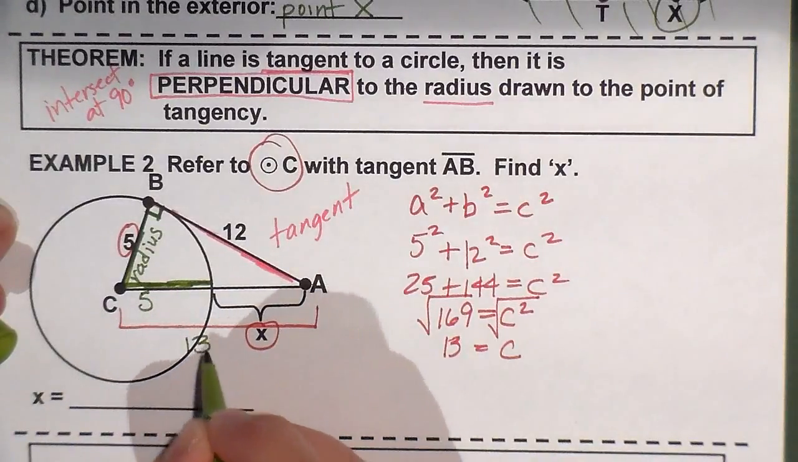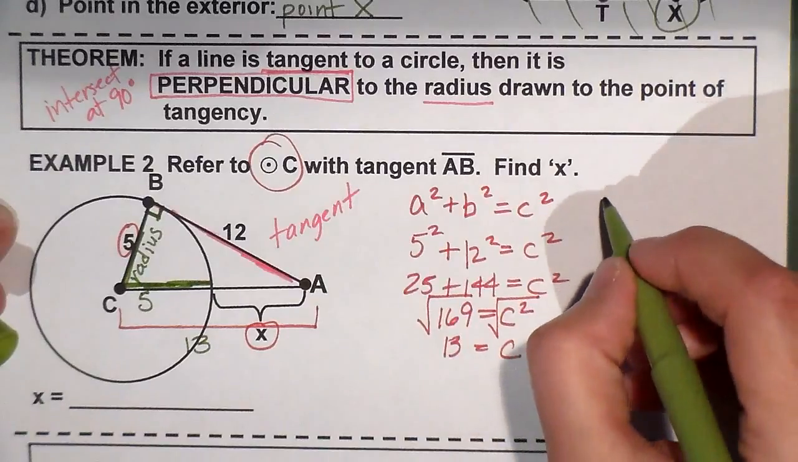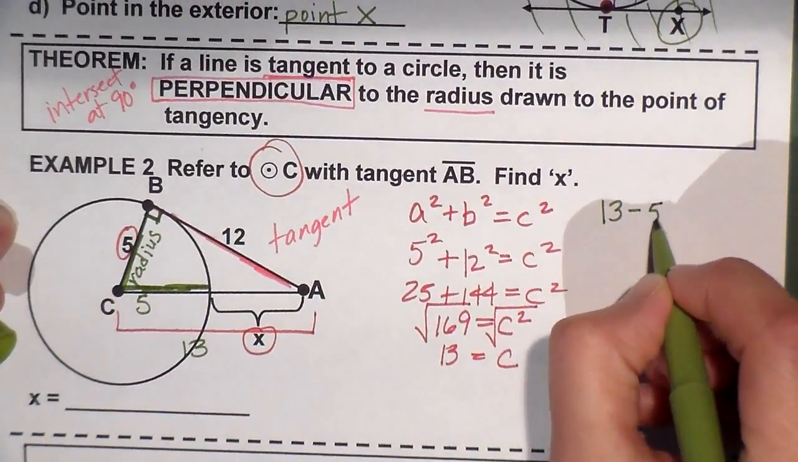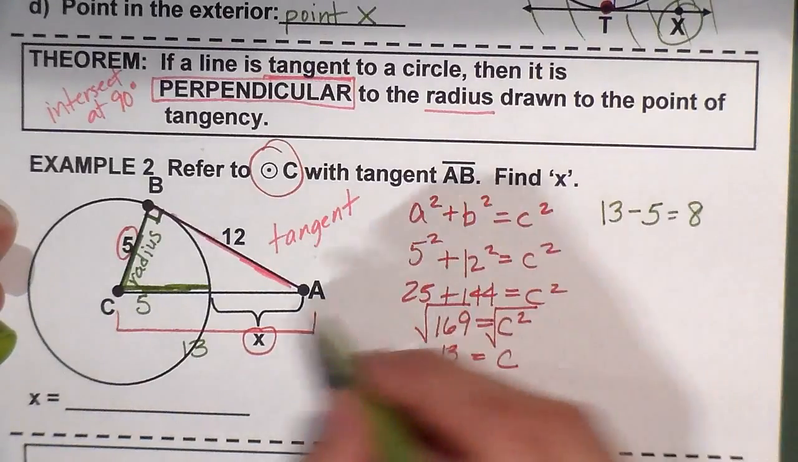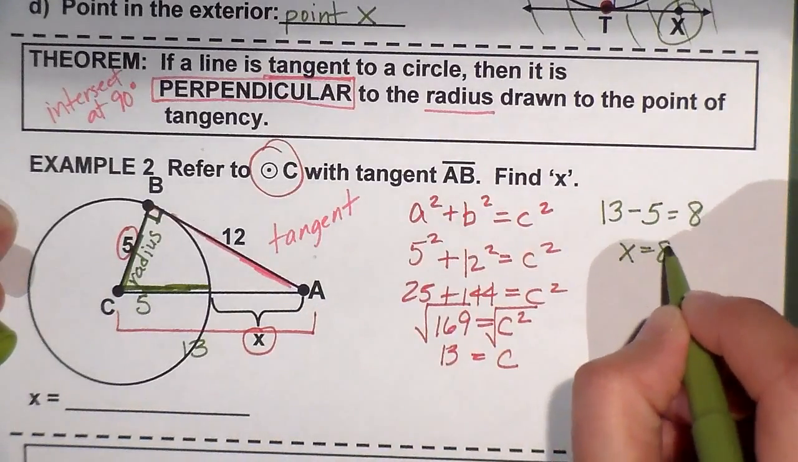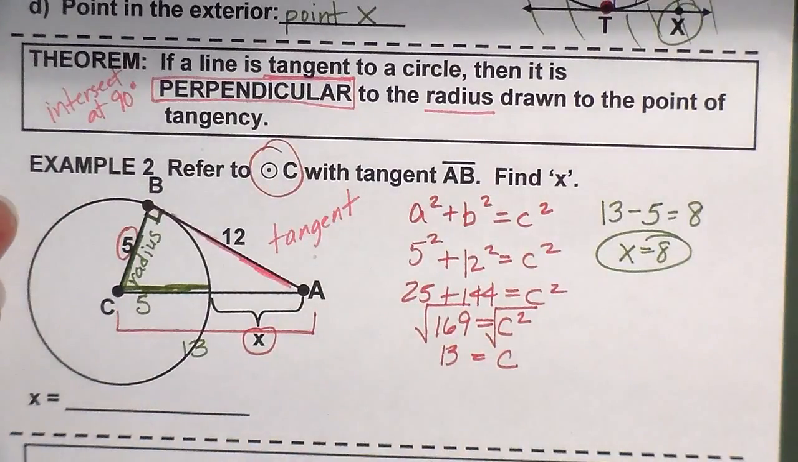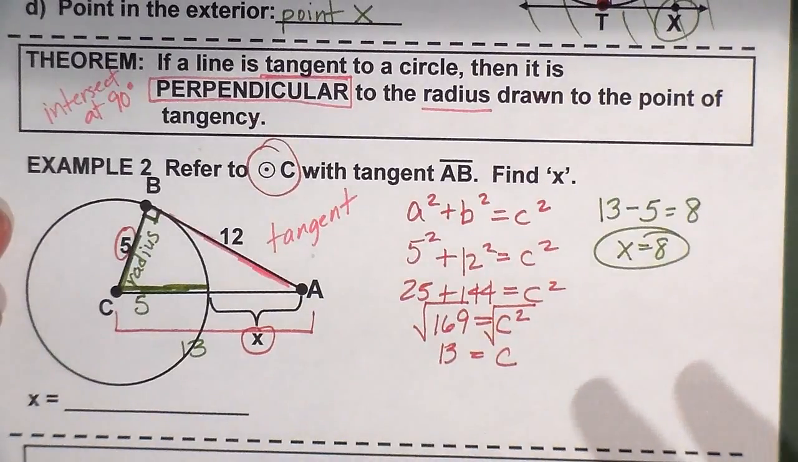So if the whole thing is 13 and the radius is 5, how do I find x? Well, 13 is the entire side, minus 5 is 8. So therefore x is 8. So that's how we use the perpendicular for the theorem for the tangent. So remember, a tangent and a radius are perpendicular to each other.